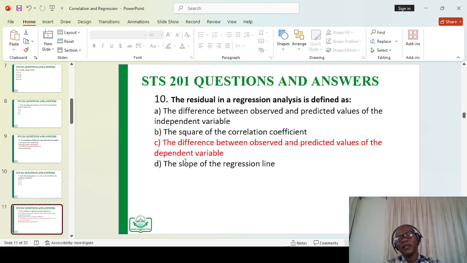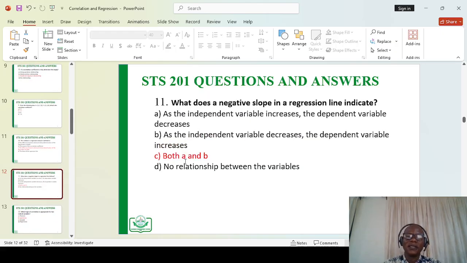So the residual in a regression analysis is defined as what? The difference between observed and predicted values of the dependent variable. So C is the correct answer.